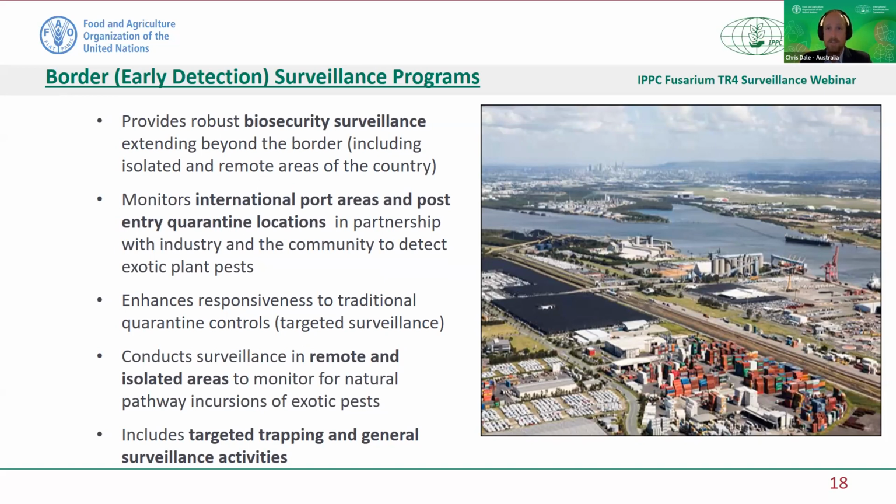It's important also to enhance responsiveness. So we target surveillance to ensure that we can try and maintain the pest if there is a detection or outbreak in those quarantine or in those controlled facilities. And early detection can also be conducted in very remote and isolated areas, again, where it may be difficult to, there may be natural pathway areas on rivers or systems where there's natural and unregulated trade between countries. And again, it can include trapping, targeted trapping and general surveillance or visual surveillance activities.